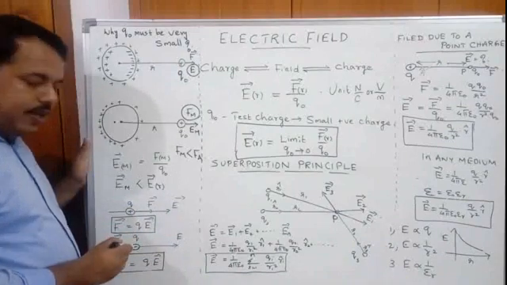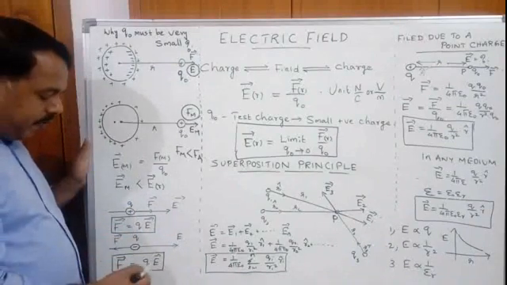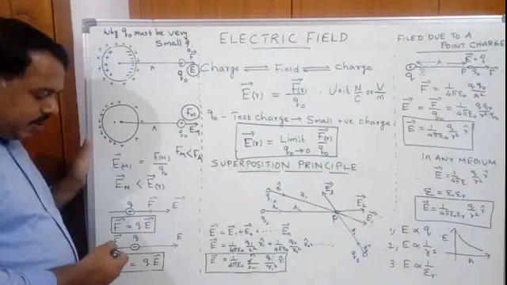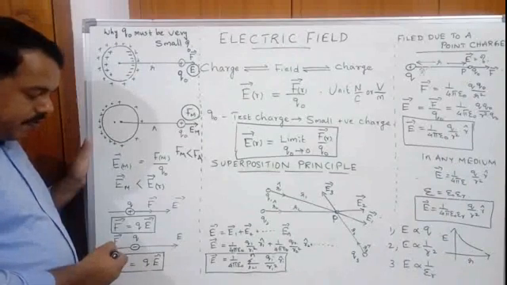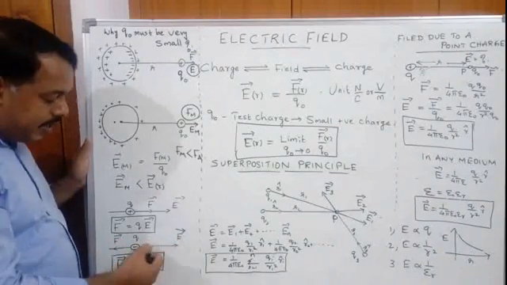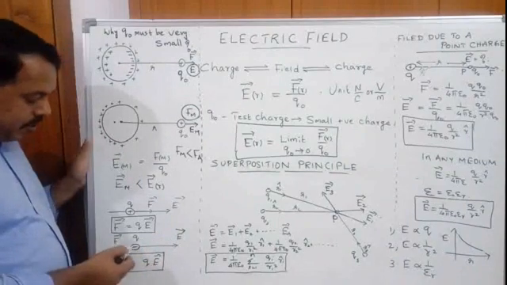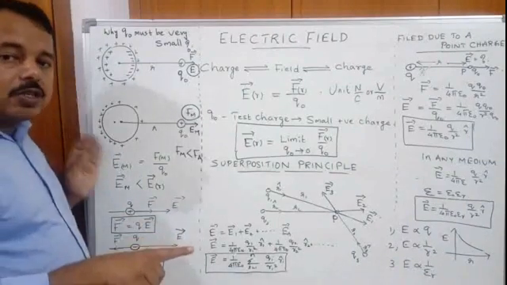On the other hand, if it is a negative charge, the magnitude of the force remains the same, but look at the direction of electric field and direction of force. The electric field is in this direction, but the negative charge experiences a force opposite to the direction of electric field.